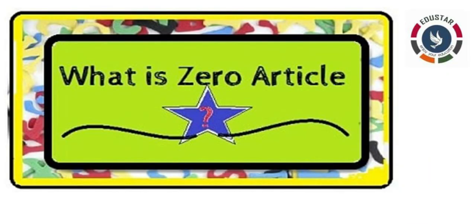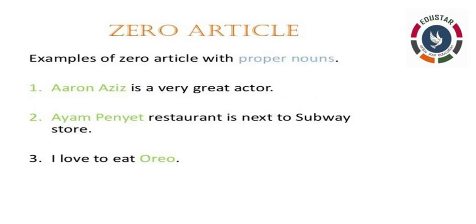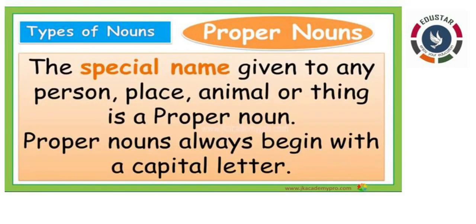Our next concept is zero article. What is a zero article? Zero article is nothing but the cases where you should not use the articles a and the. For example, no article should be used before a proper noun. What is a proper noun? The special name given to any person, place, animal or thing is a proper noun. A proper noun always begins with a capital letter.